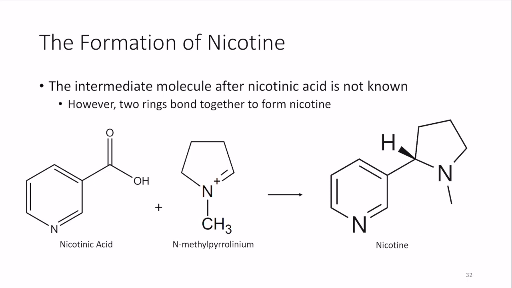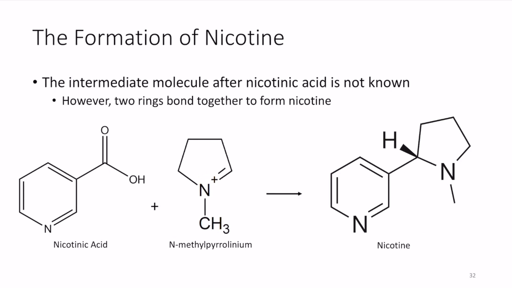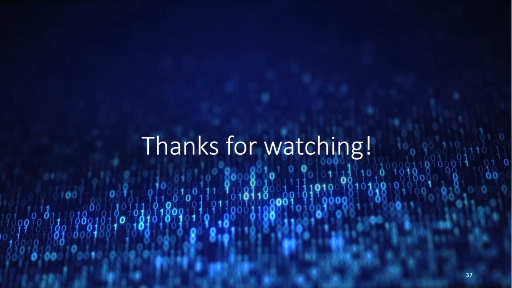The research basically said that there were a couple theories about which intermediate of nicotinic acid is used to join to this N-methylpyrrolinium, but the actual intermediate that gets to the joining of the molecules to make nicotine is not known. So basically, once we have this pyridine and the pyrrolidine, the molecules join together and make nicotine. And that is all.